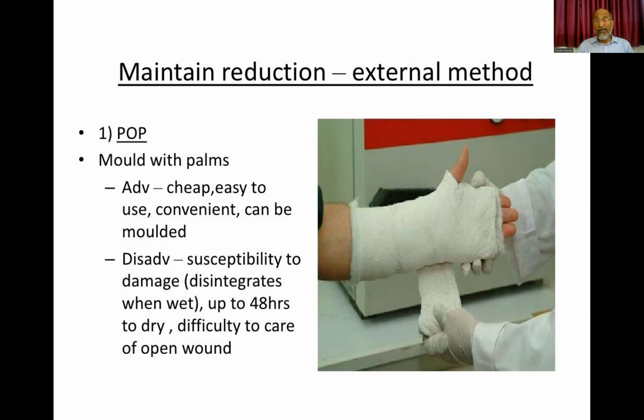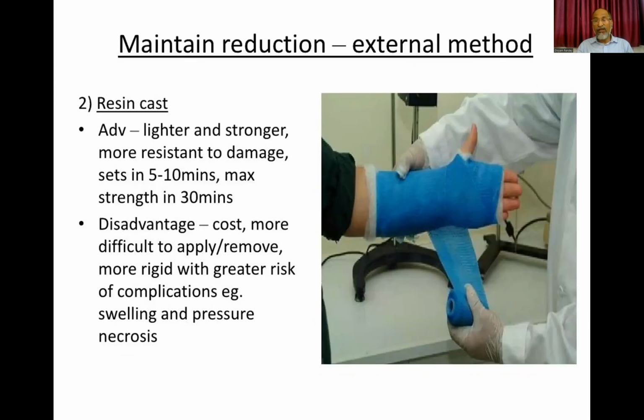sometimes it is too tight and can cause Volkmann's ischemic contracture. So it should be checked within 24 hours, and if any untoward swelling, excessive pain, or whitening or bluing of the nails is occurring, then it should be split and removed.